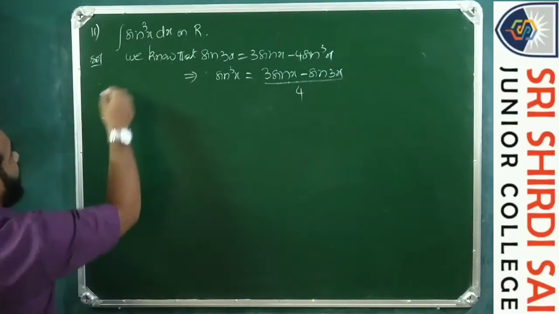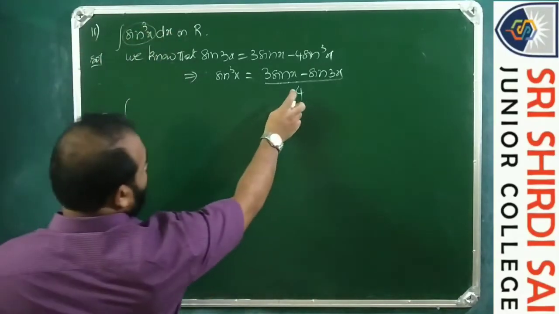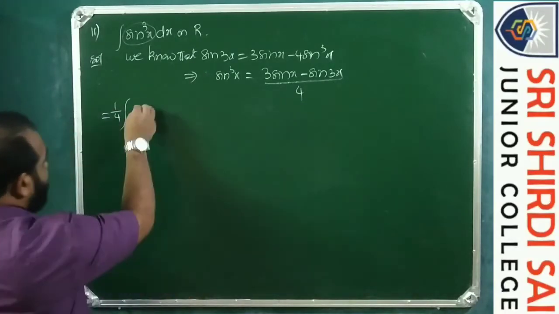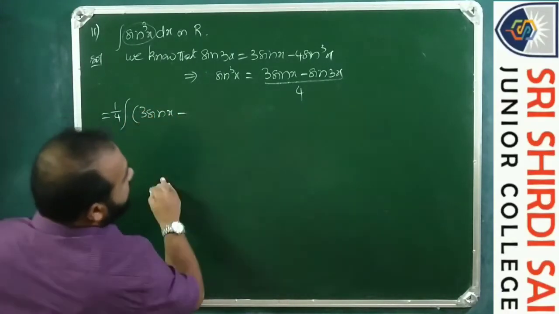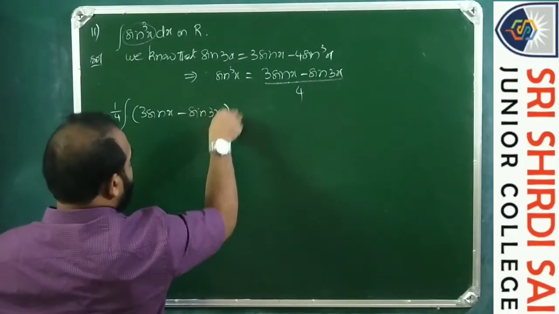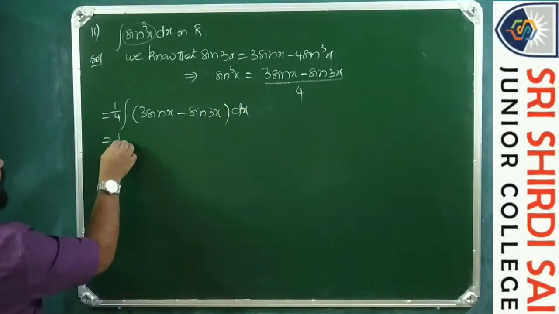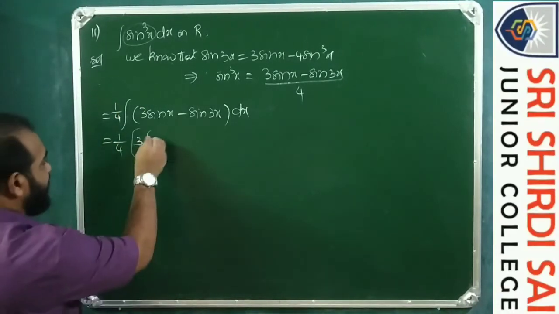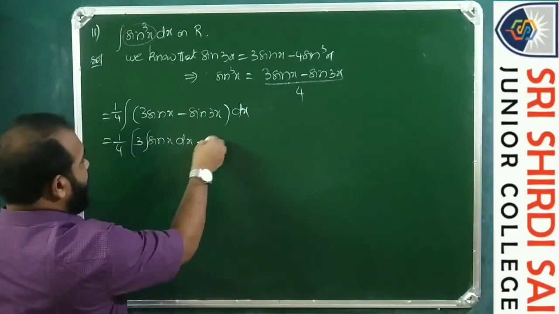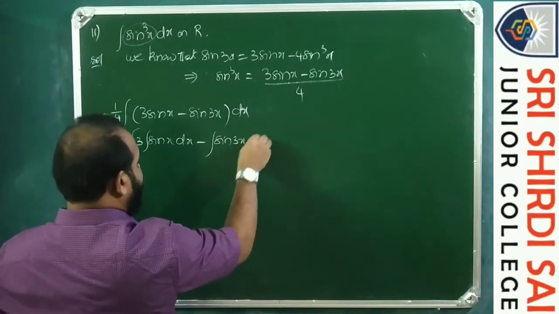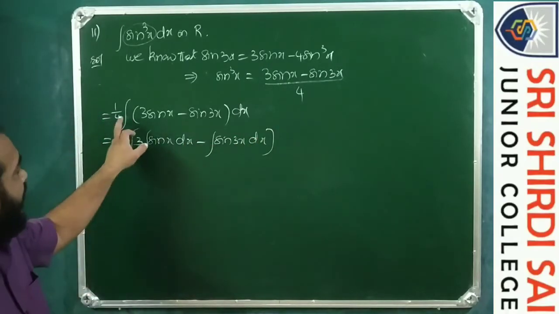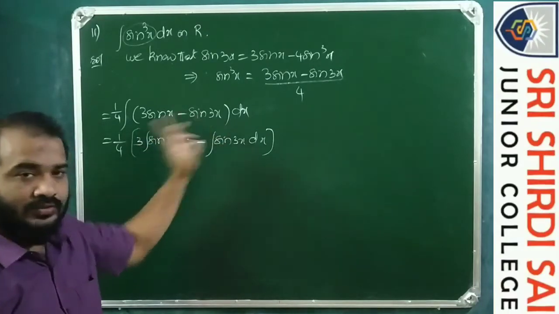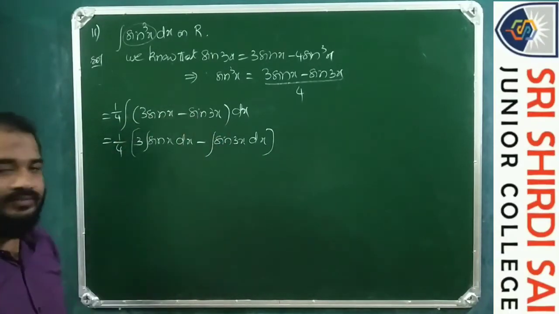So let us write here. Sin cube x is equal to this. So 1 by 4, I am separating it from the process of integration. So this is integral of 3 sin x minus sin 3x dx. 1 by 4 integral of 3, I am separating from the process of integration, sin x dx minus integral sin 3x dx. So the integral I am distributing for both these terms, both these integrands.